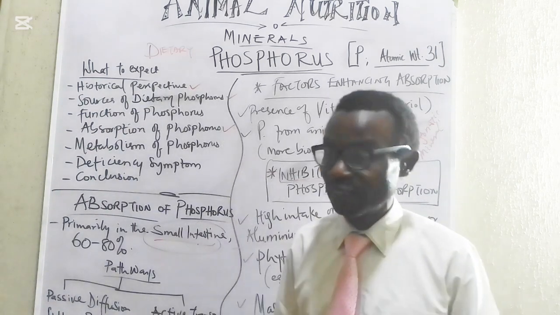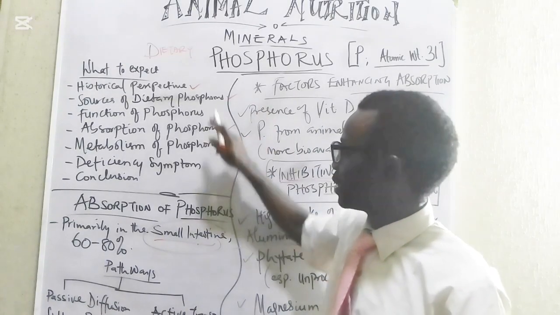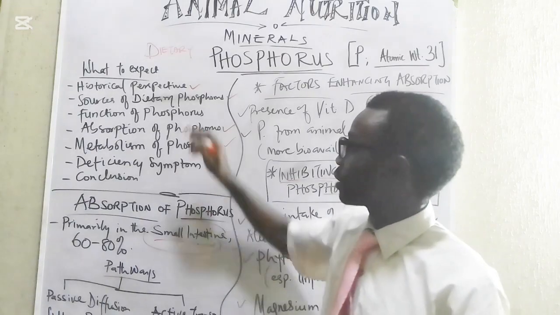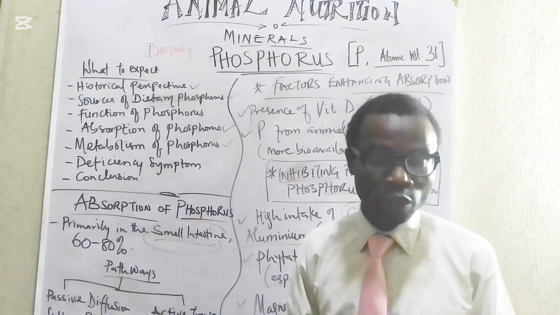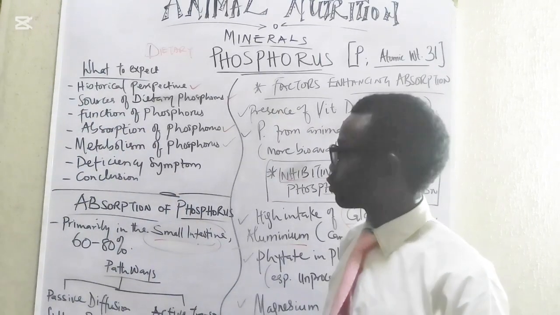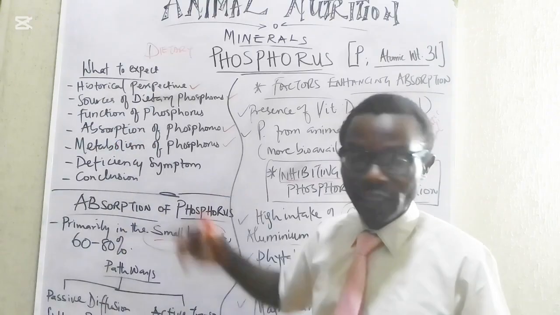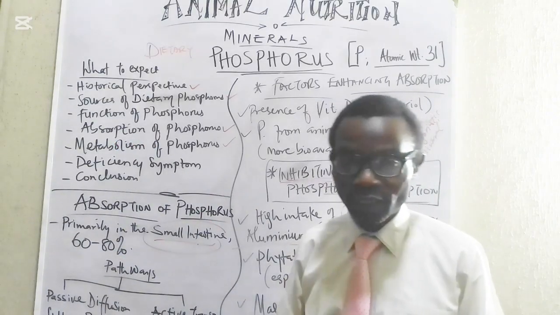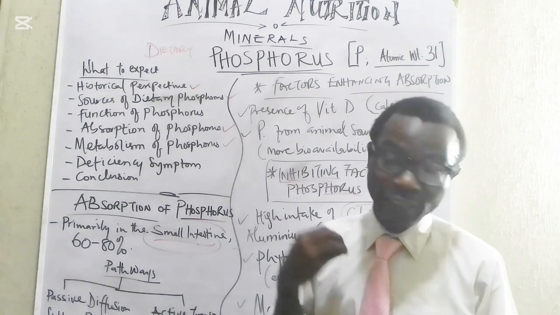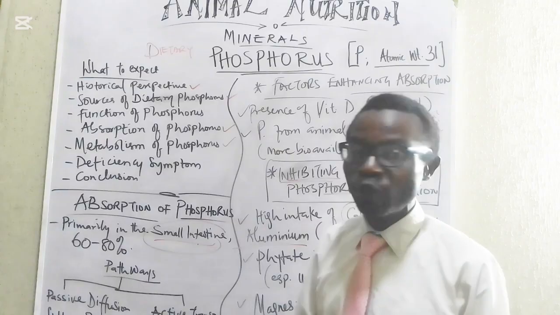In the next class, we'll be looking at the metabolism first and then the function of phosphorus. We want to take it in sequence. We'll look at something from the historical perspective. Where do we find it? That is the sources. And then, after getting to know the sources, we'll look at when it's consumed, what the absorption is. After ingestion is digestion, and after digestion is absorption.